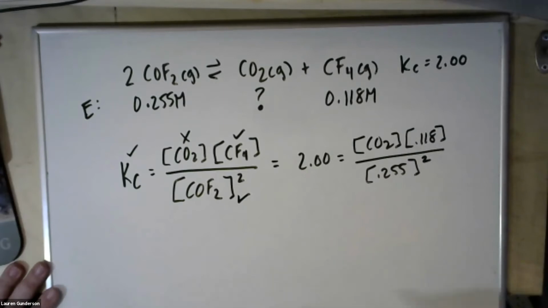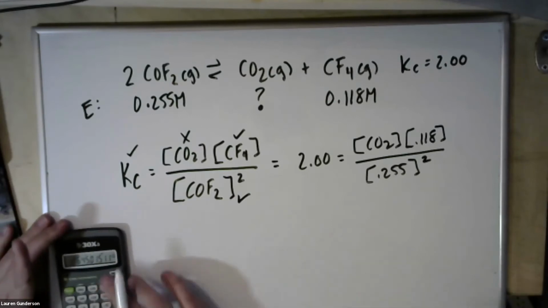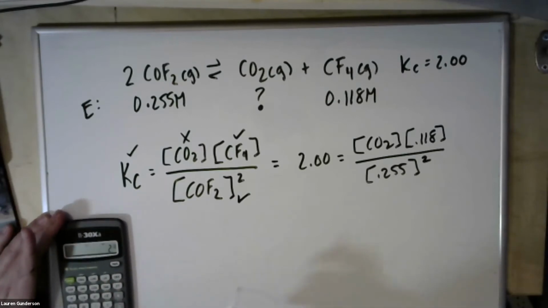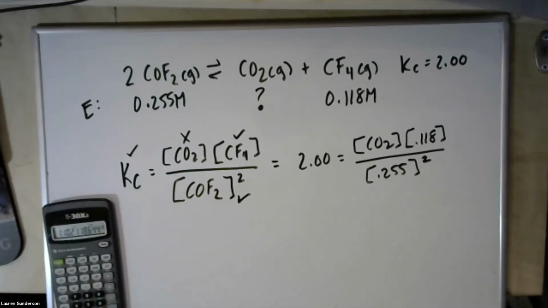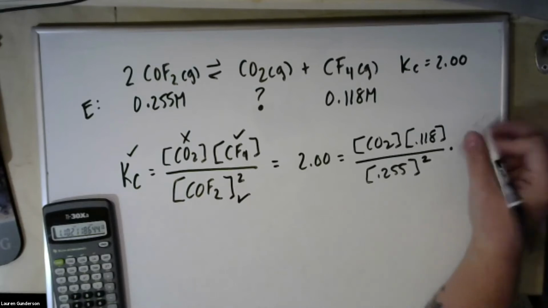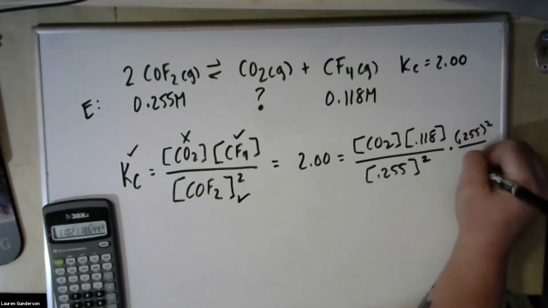Okay, so now we're just going to do some algebra. Okay, so, I mean, you could rewrite this so that you're not just plugging it into your calculator. You can multiply both sides by 0.255 squared over 0.118.